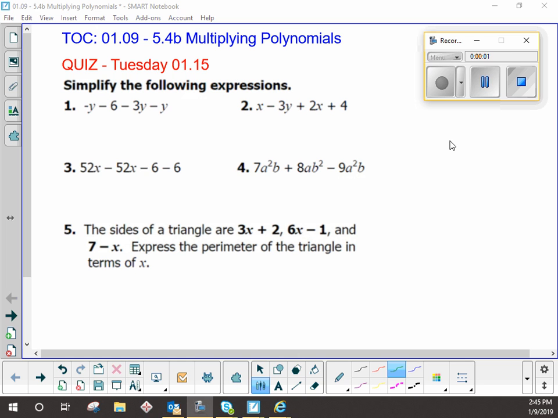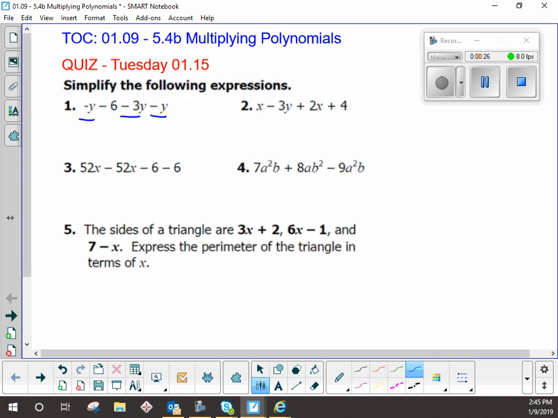Right, so this was a review of the stuff we did yesterday, where we're finding stuff that are like terms and combining them. So in number one, what are the things that were alike and we could combine them? What were the terms? What can we combine? Yeah, everything with a y in it, right? So there are how many terms? There's 3 of those. And this means -1, and that's -3, and that's -1.